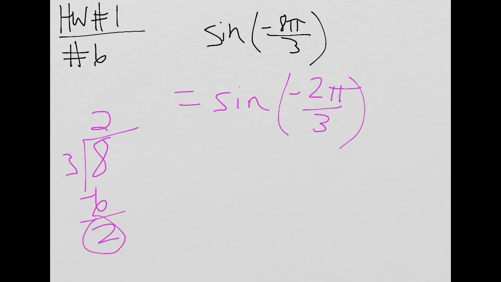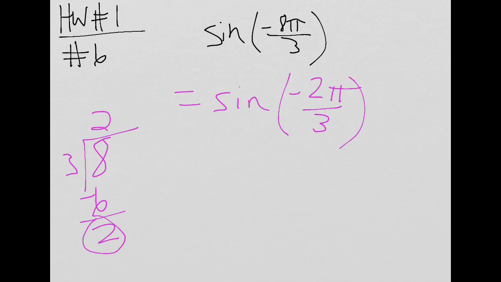So everything's the same. The pi's still there. The 3's still on bottom. There's still a negative sign. The only thing that changed, the 8's going to change to a 2 because that's my remainder. Does anybody have any questions on this? Alright, but we're not done. You still have to tell me the value of negative 2 pi over 3.